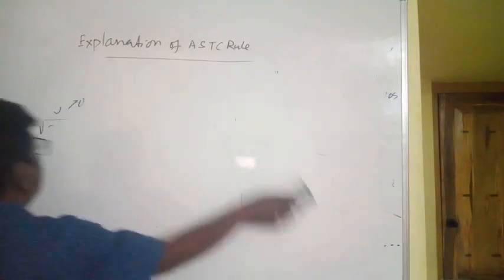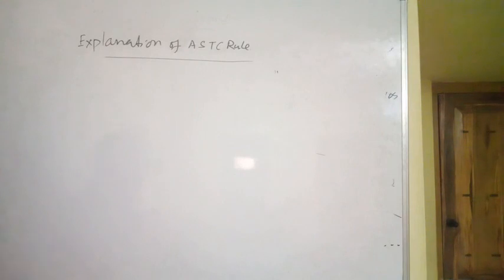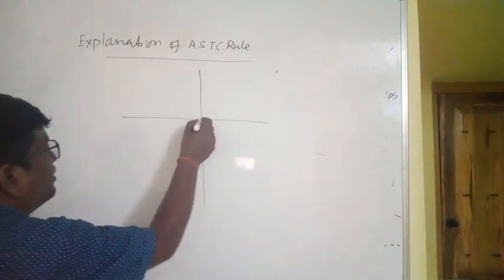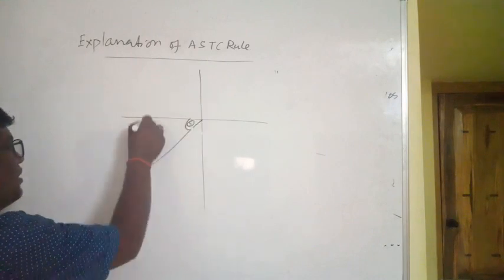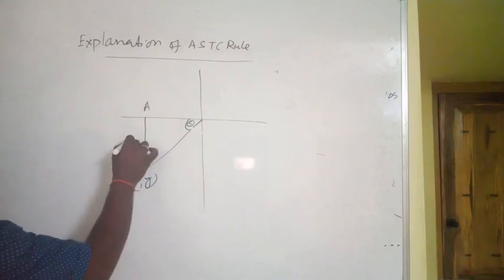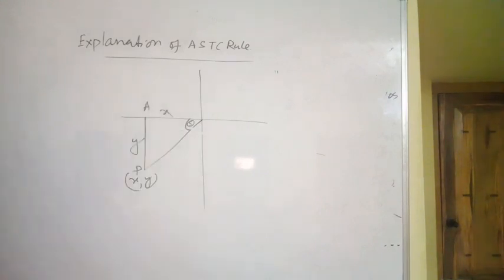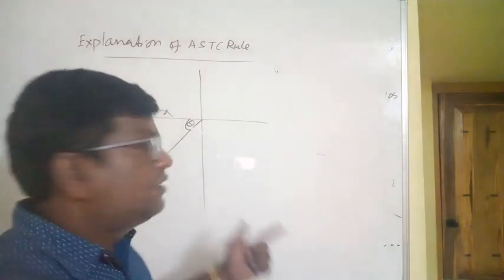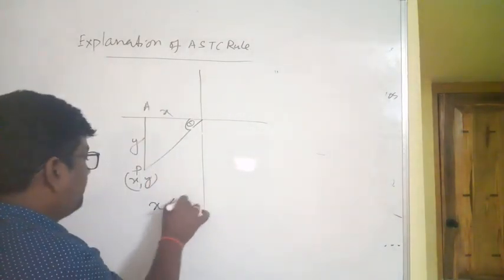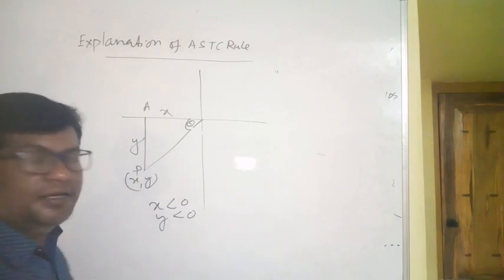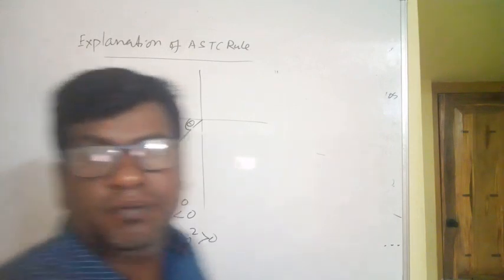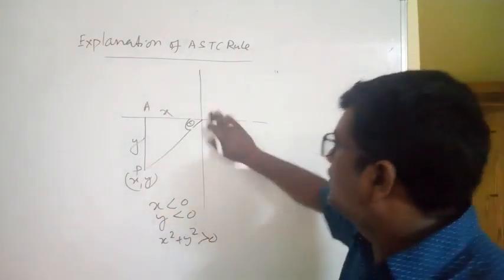About the third quadrant. This is the third quadrant, and if this is theta and this point is x comma y, suppose this is P and this is A, this is y and x. Here x is negative, y is negative, and x square plus y square is greater than 0, right? This is the third quadrant.